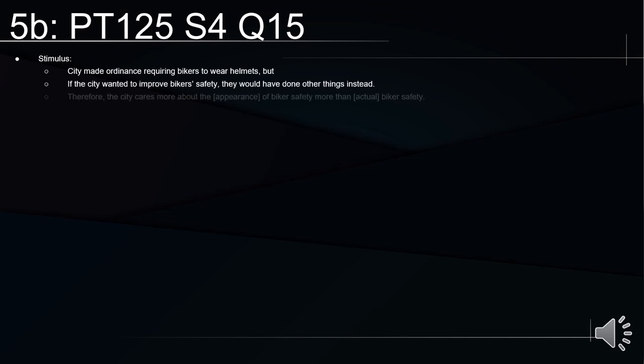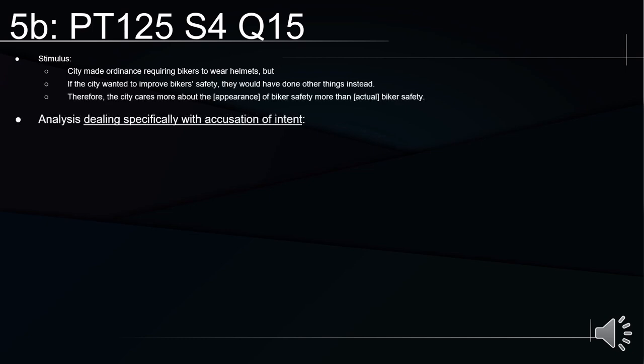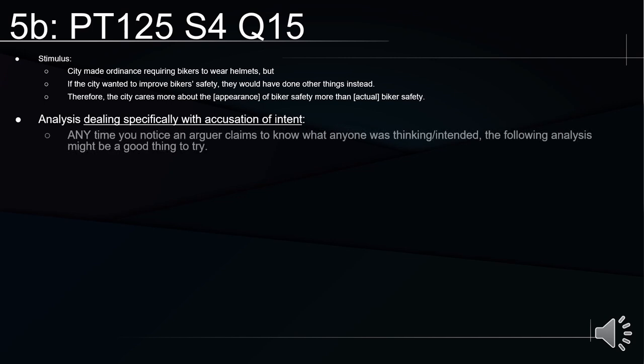Again, reproducing the stimulus up here and moving to the analysis. Again, a reminder, this is just one of what I would consider several valid ways of cracking this nut. But let's deal with the accusation of intent. Anytime you notice that an arguer claims to know what anybody else was thinking or intended, the following analysis might be a good thing to try.